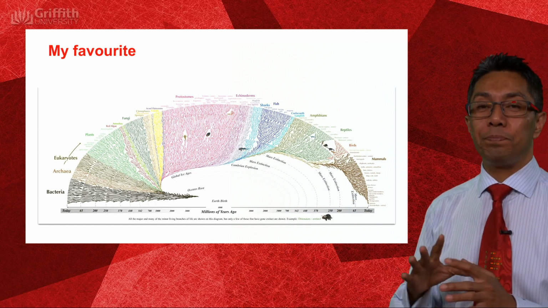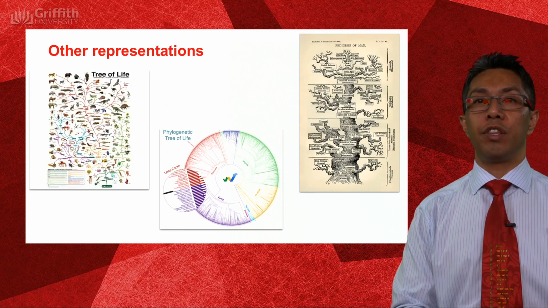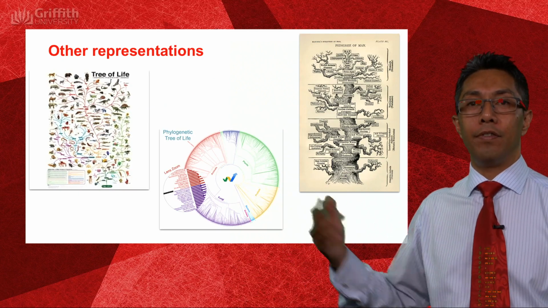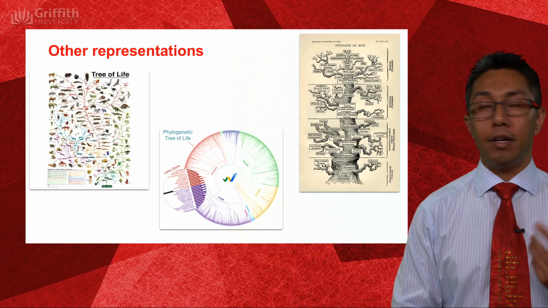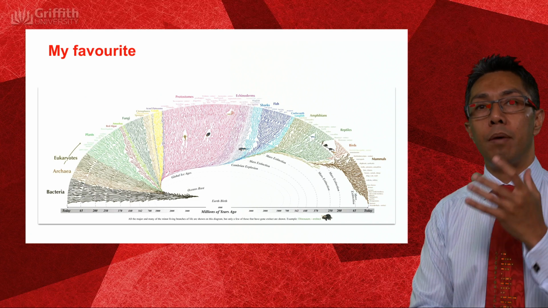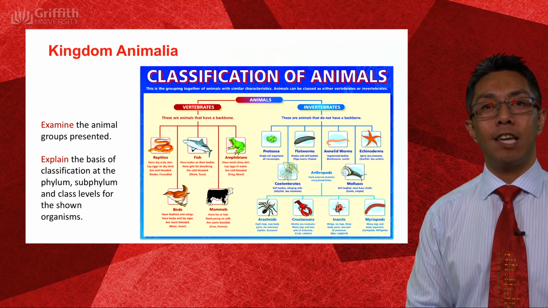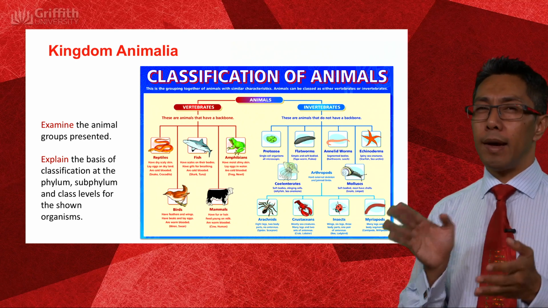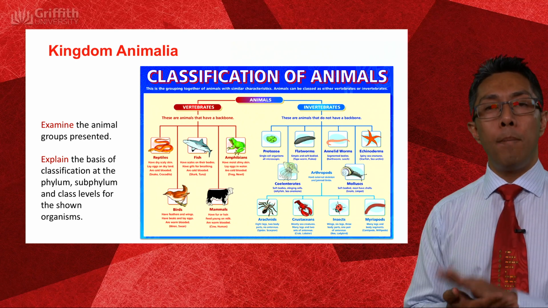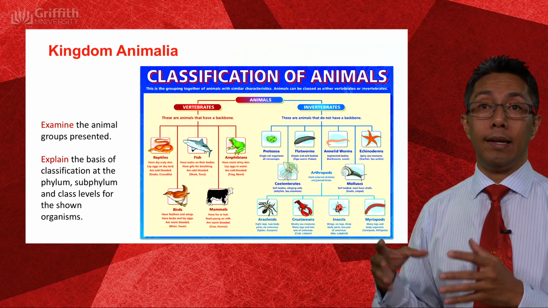Okay? So it doesn't really matter which representation you actually prefer, whether you like it classic, colourful, more accurate. However, it doesn't really matter. But the important point here is to be able to read and interpret these diagrams. Okay, excellent. Rightio. So let's talk about kingdom Animalia, because more than likely these will be the groups that you'll be talking about in class.